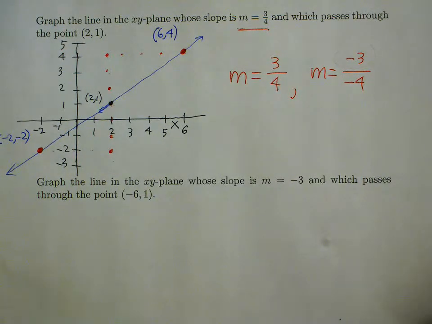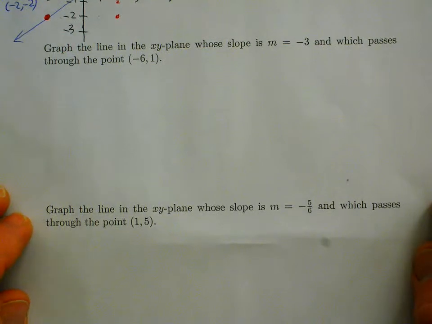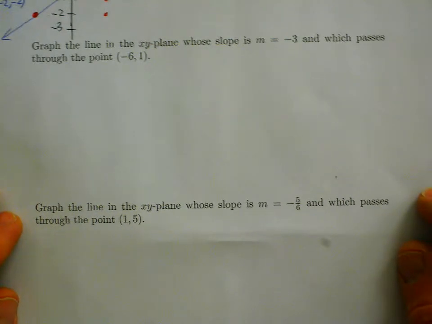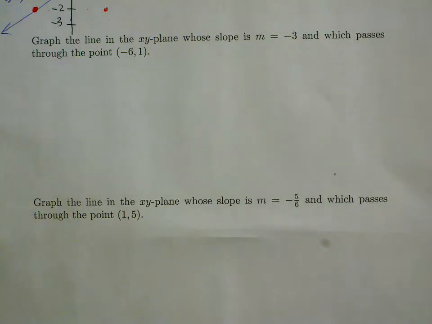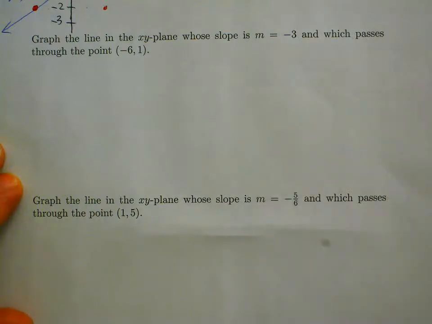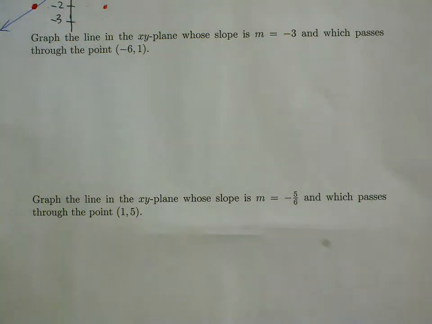Okay, the next one is same sort of exercise. There's a little bit of a twist to it, not really, but something to keep in mind. Graph the line in the xy plane whose slope is m equals -3 and which passes through the point -6, 1.